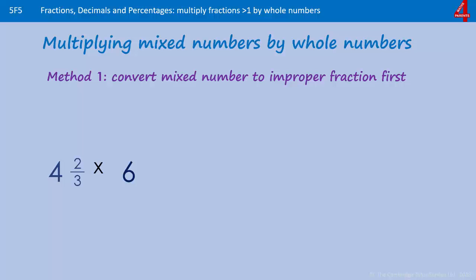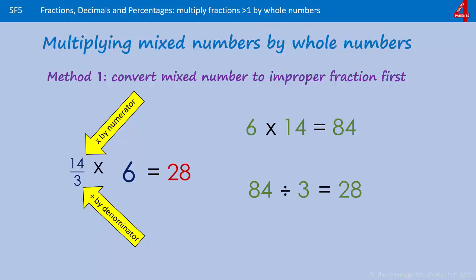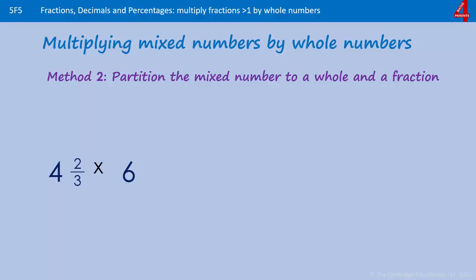So my mixed number, 4 2/3, I'm going to convert it to an improper fraction, and if you're unsure how to do that, check the video. I now have 14/3 multiplied by 6, and I do this exactly as I did the ones before. Take the whole number, multiply it by the numerator. 6 times 14 is 84. Now I take that 84 and I divide that by the denominator. 84 divided by 3, that's 28. And there's our answer.